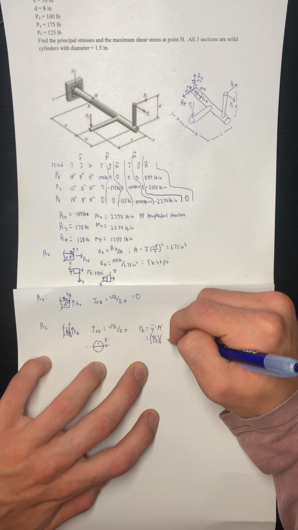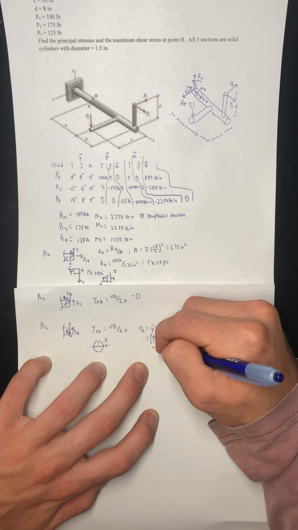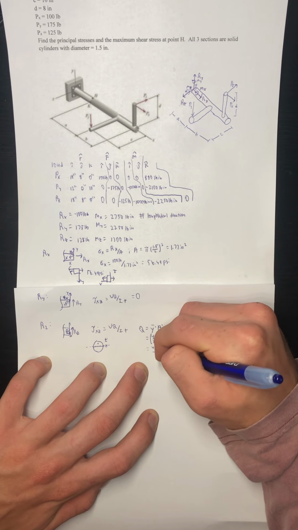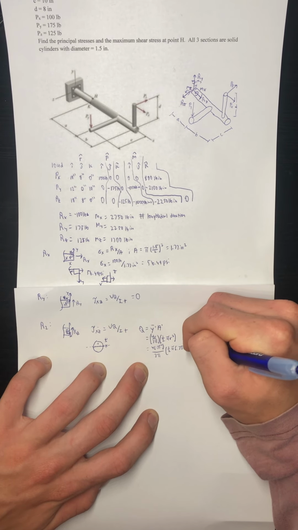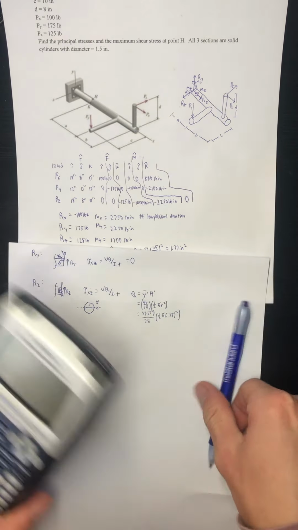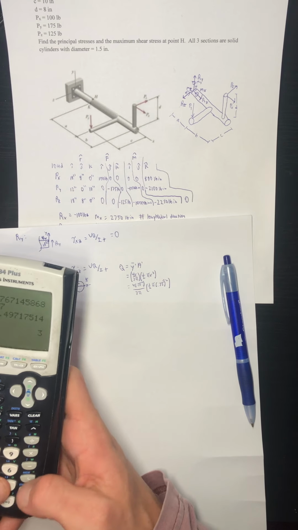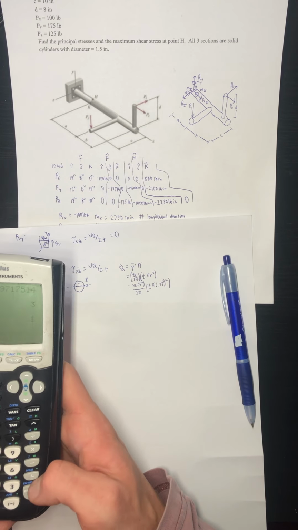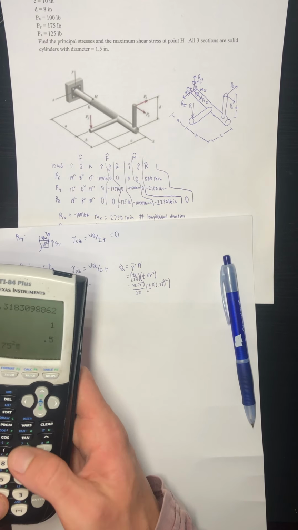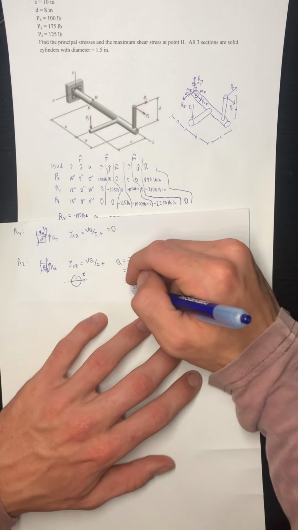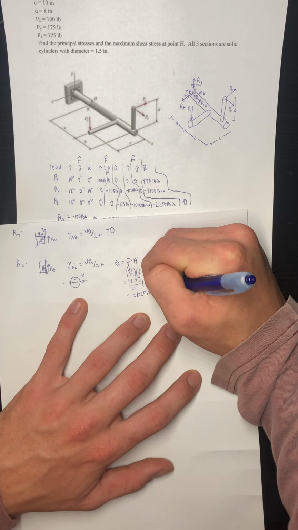And that will be times A prime, which is 1/2 pi r squared. So we get 4 times 0.75 inches divided by 3 pi times 1/2 pi, 0.75 inches squared. I'll go ahead and denote inches. 4 times 0.75 divided by 3 divided by pi times pi over 2 times 0.75 squared gives me 0.28125 inches cubed.